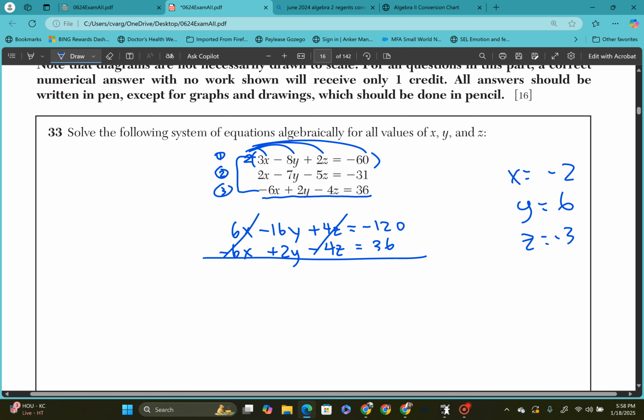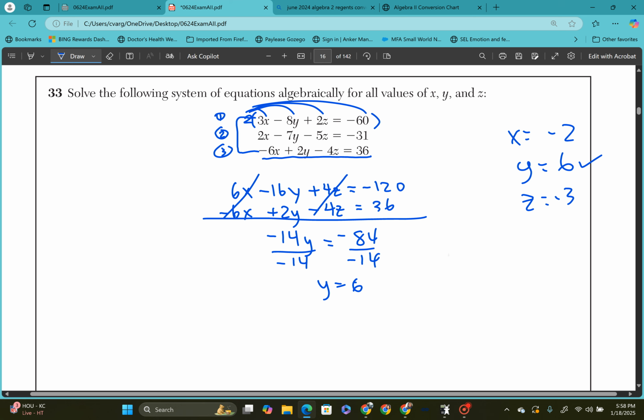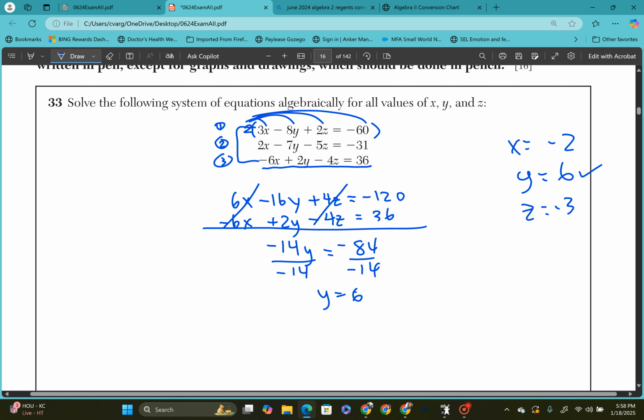That's great. So now I have negative 16y plus 2y, which gives me negative 14y, equal to negative 120 plus 36, which gives me negative 84. Divide both sides by negative 14, and I get y equals 6. So y equals 6. I solved my first one.